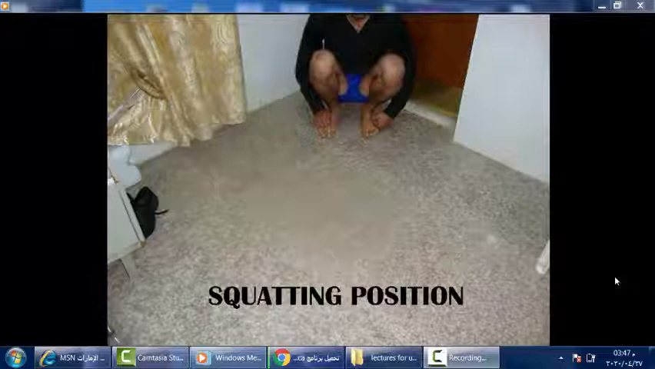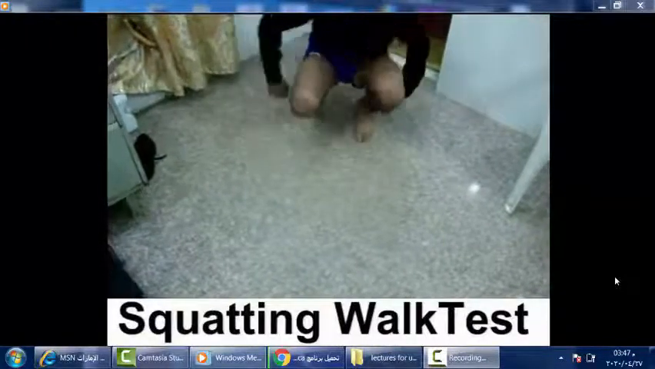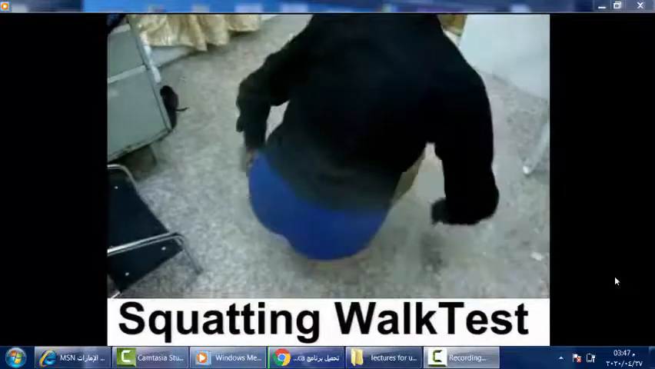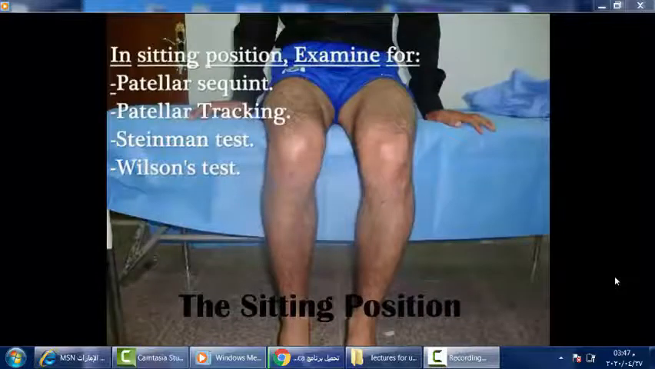The deep squatting test is the test for the meniscus. The patient with a meniscal tear is unable to sit symmetrically like that. We also ask the patient to walk while in the squatting position to test stability.